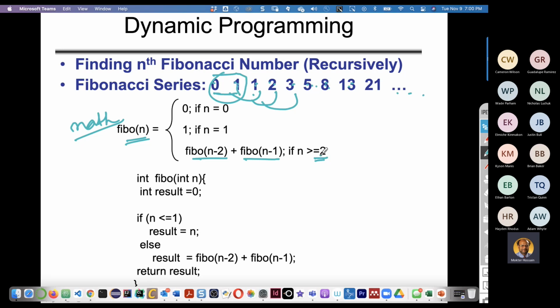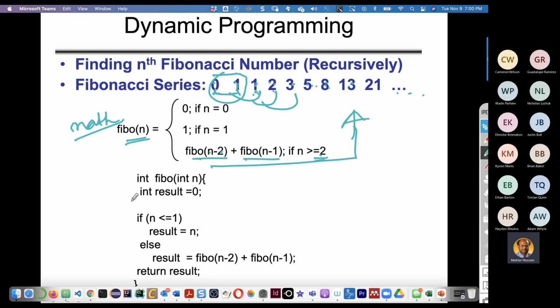If n equals 2, then Fibo of 2 minus 2 is Fibo 0, which equals 0, plus Fibo 1, which is 1. 0 plus 1 equals 1. So whenever we get the third number, then the fourth number will be this plus this. So this is the mathematical definition of the Fibonacci series.